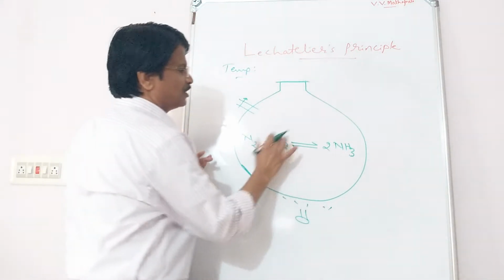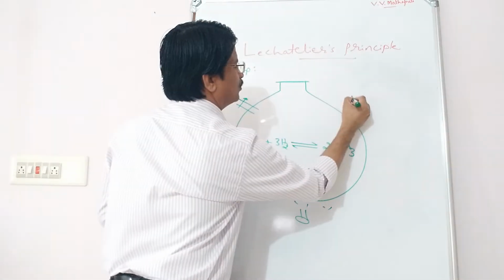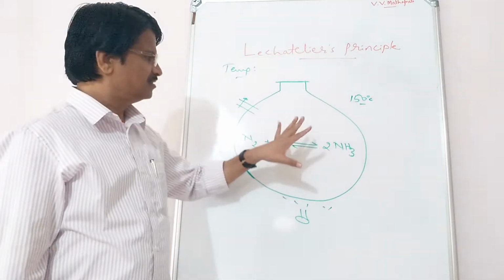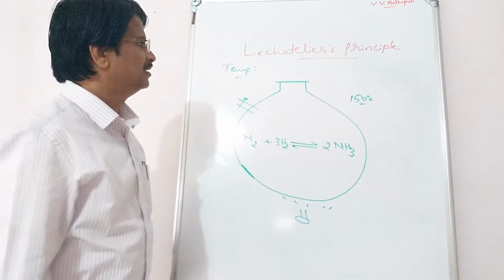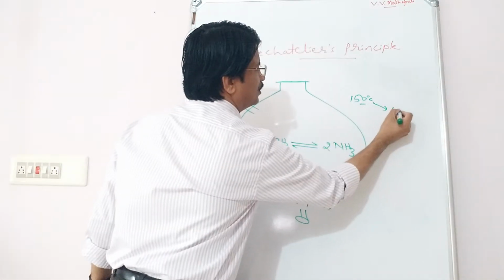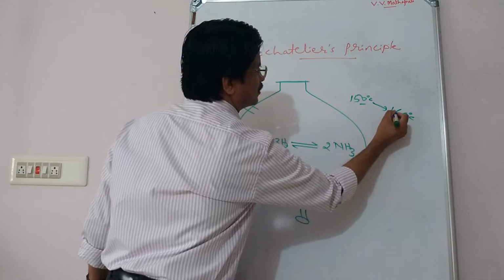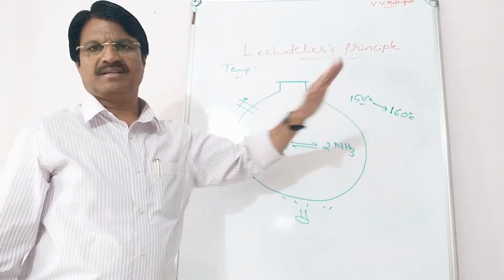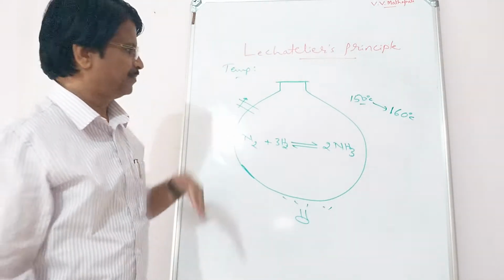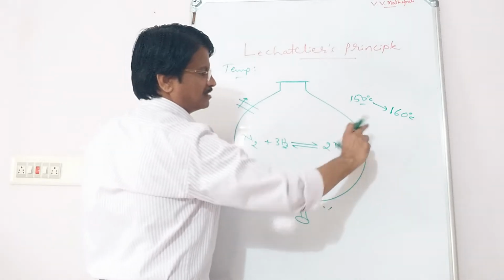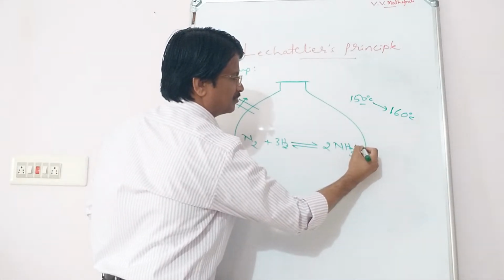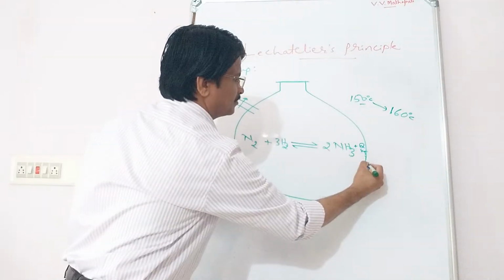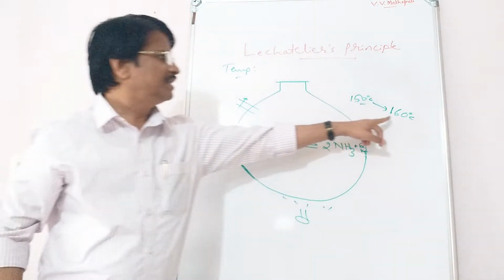Now consider the temperature of the reaction is 150 degrees Celsius, and the reaction occurs at equilibrium. Now change 150 to 160 degrees. It's only a 10 degree rise. When temperature is raised, what happens? As I already told, the forward reaction is exothermic. Now I am increasing the temperature.